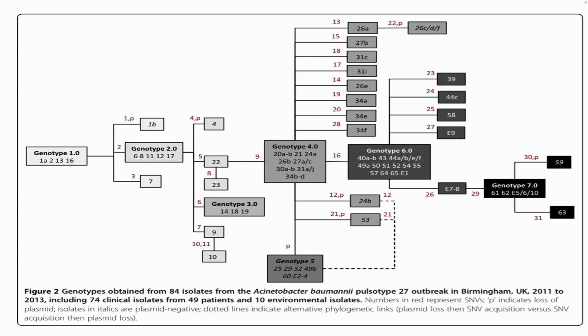And I should point out that the numbers there are not the numbers of SNPs. I misinterpreted that myself. They're actually the SNP numbers. So SNP number one, SNP number 2, so in fact, I misspoke. Between genotype 1 and genotype 2, there's one SNP. Between genotype 2 and genotype 4, there are actually two SNPs. There's SNP 5 and SNP 9.